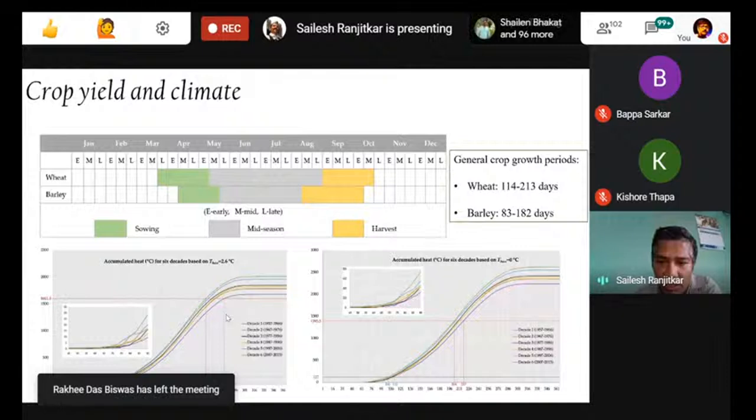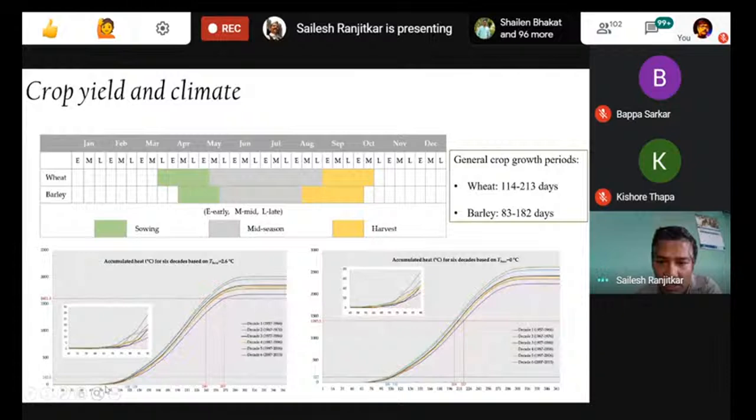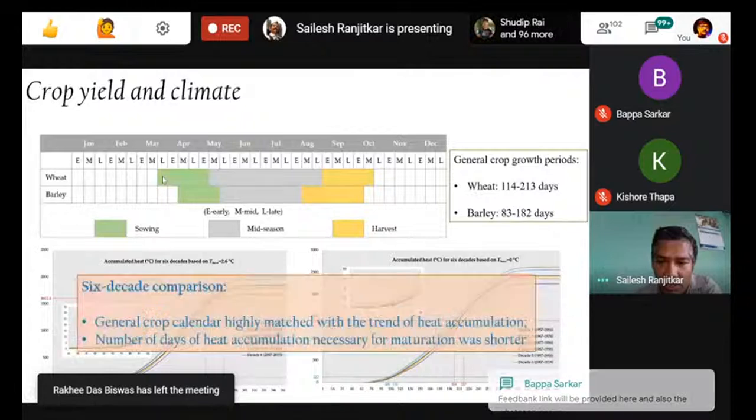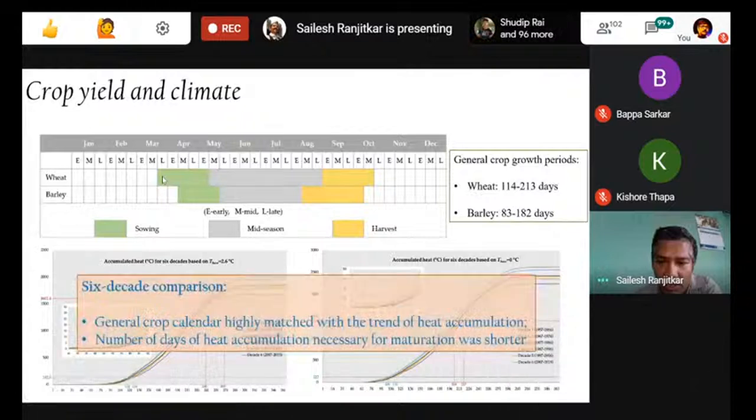Planting could be done earlier, somewhere here, which means around the middle of March. They already start from late March, so it quite coincides with this chart. So these are just the results of these two comparisons.